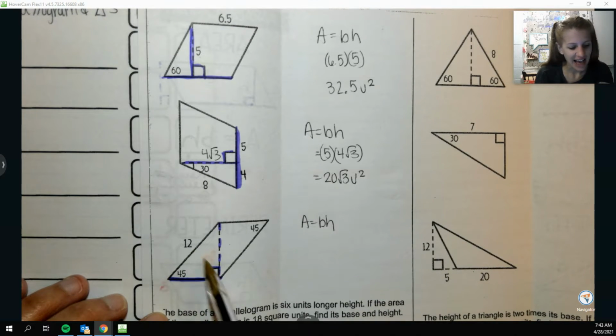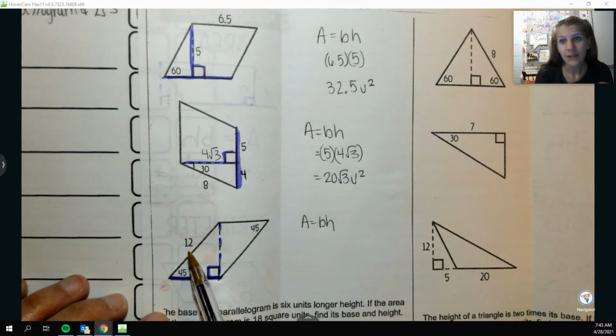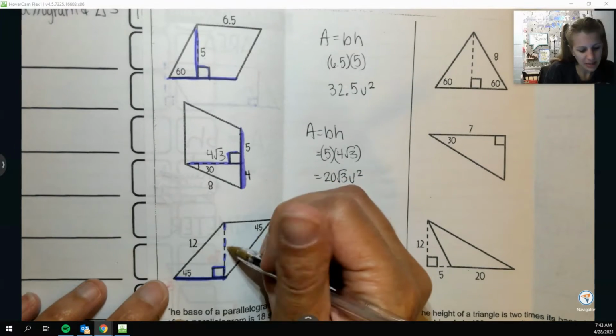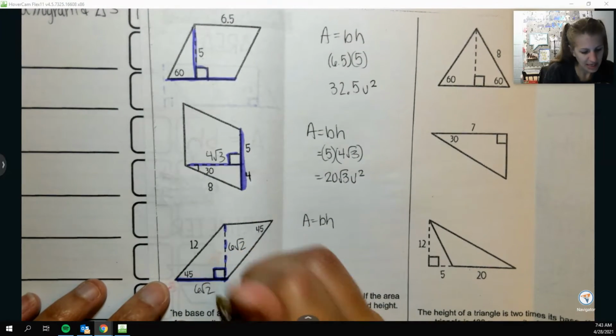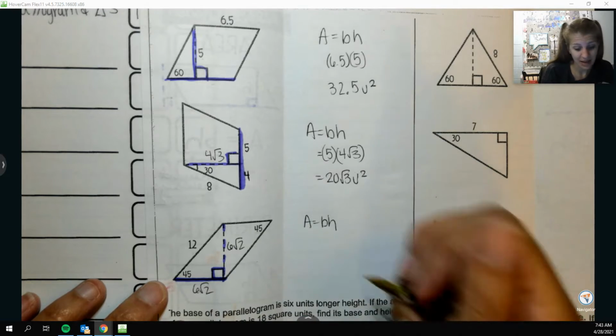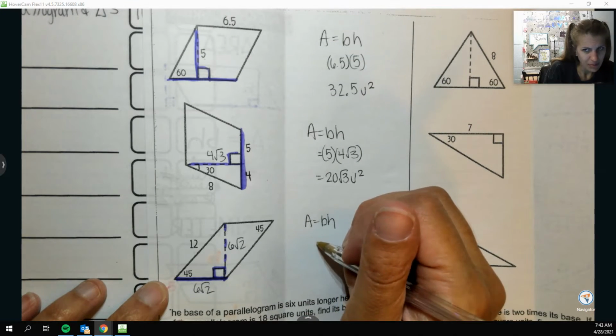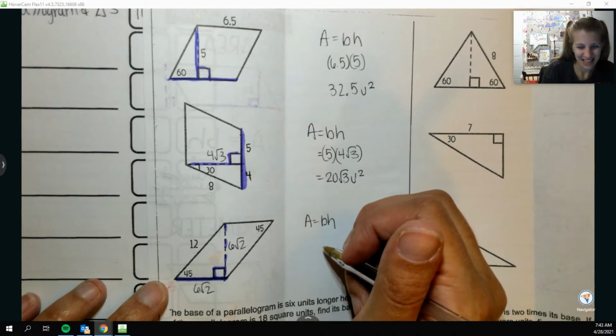So on this 45, 45, 90 triangle, I have the hypotenuse is 12, which is normally where the root 2 is supposed to be. So that means since I'm getting smaller, we're going to be 6 root 2 on both these sides here, which are both my bases and my heights. Base and height.